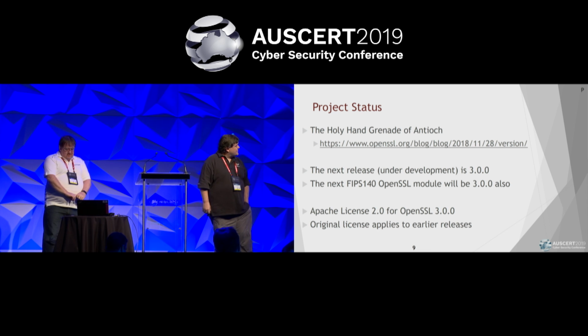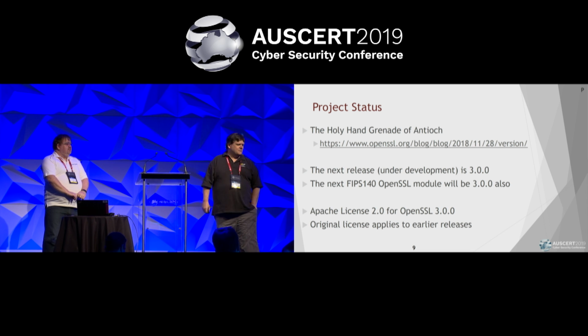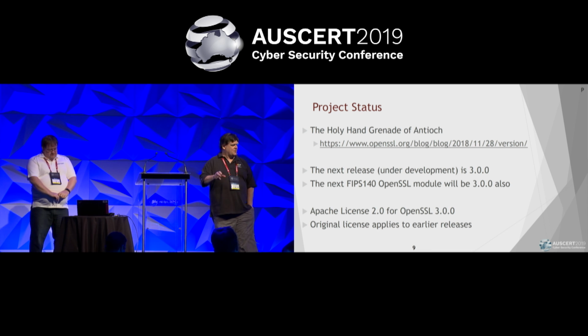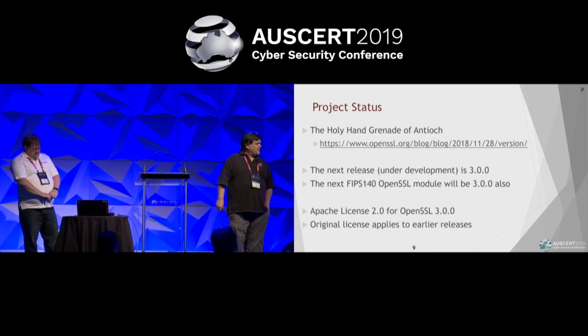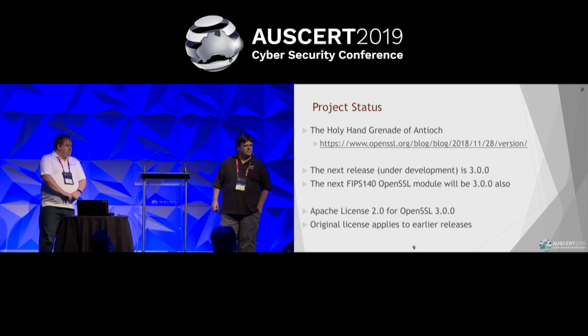And as part of this, we're also taking on almost semantic versioning, where there's a couple of complexities in the way we support old releases that mean we can't do precisely semantic versioning, but it will be very close. And as Tim mentioned, the Apache license will apply from 3.0 and future releases.